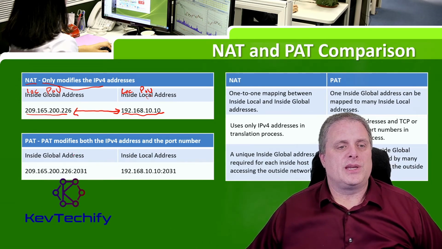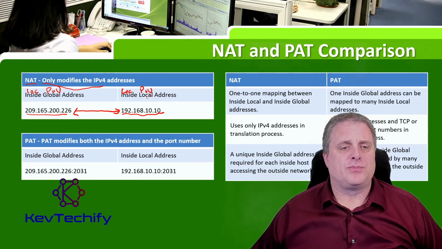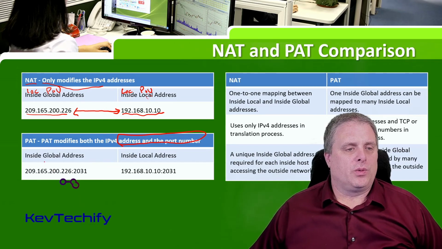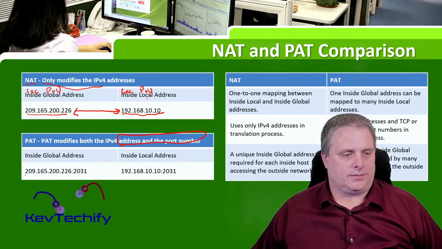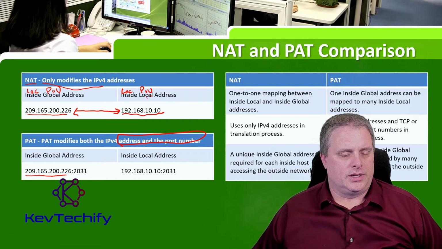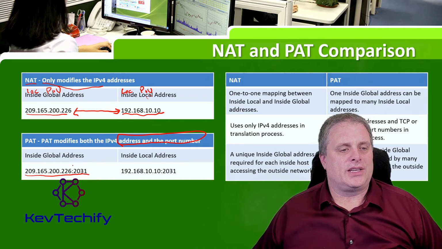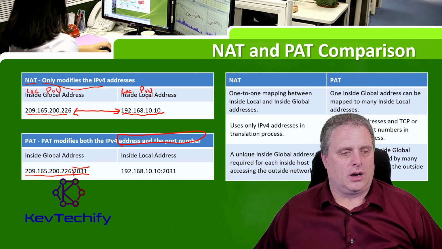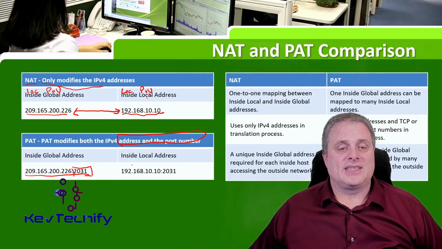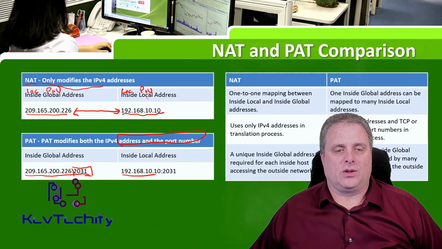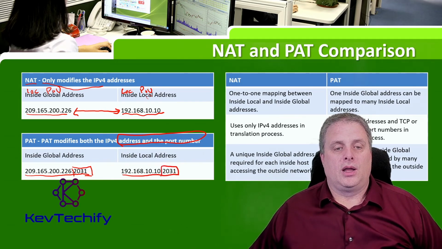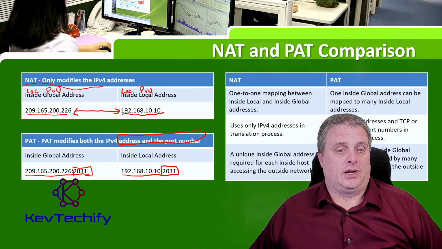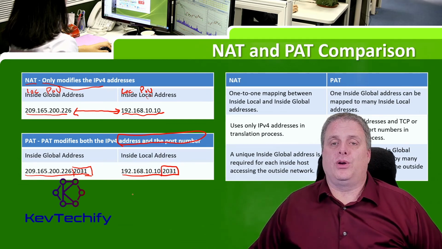But if we're using PAT, it modifies both the address and the port number. And so when we look at our inside global address, this is the address that we use from the internet to get to our internal device. We have an IP address and a port number right there. And the inside local address is our inside local address with a port number here. This port number could match like it does in this example, or it could be different. And that's where we try to preserve those matching port numbers.